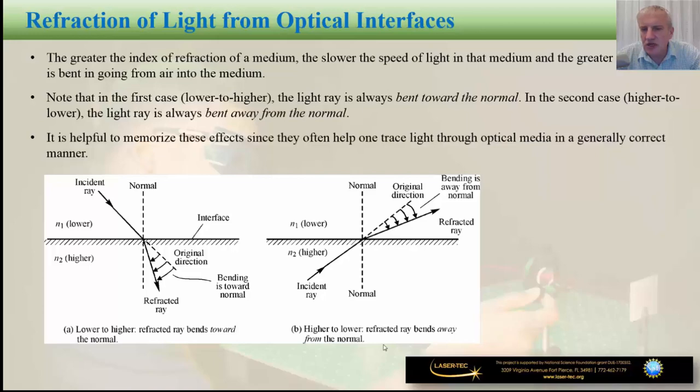We are going to talk a little bit about optical fibers in this class, and much more in detail in course 3 of this series, where we're going to be analyzing the fiber optics concepts much more in detail. So again, remember, memorize these effects since they often help us trace the light through optical media in a generally correct manner.